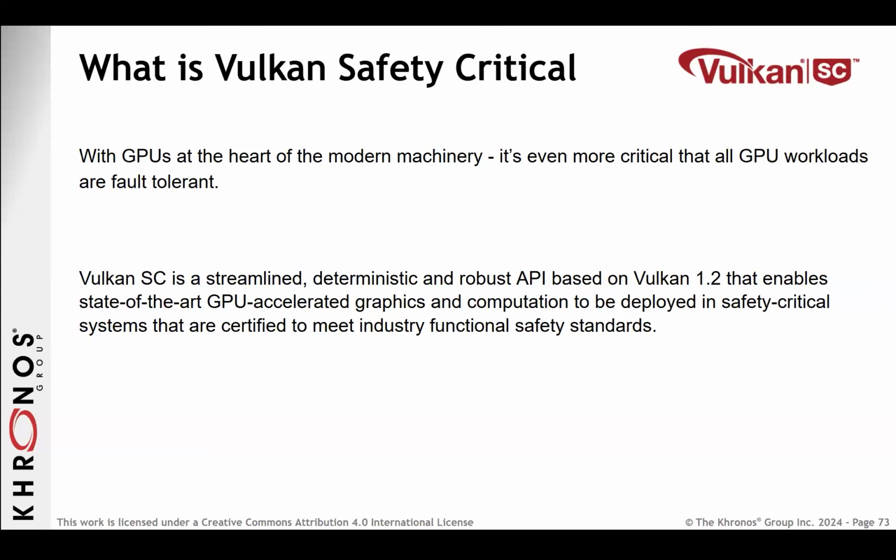So we need a graphics API that's designed to run in embedded systems, in a car, in a robot, anywhere. An open API that hardware drivers can implement so that app developers can build their apps across a wide range of GPUs with fault tolerance in mind. So this is the goal of Vulkan Safety Critical, or Vulkan SC for short.